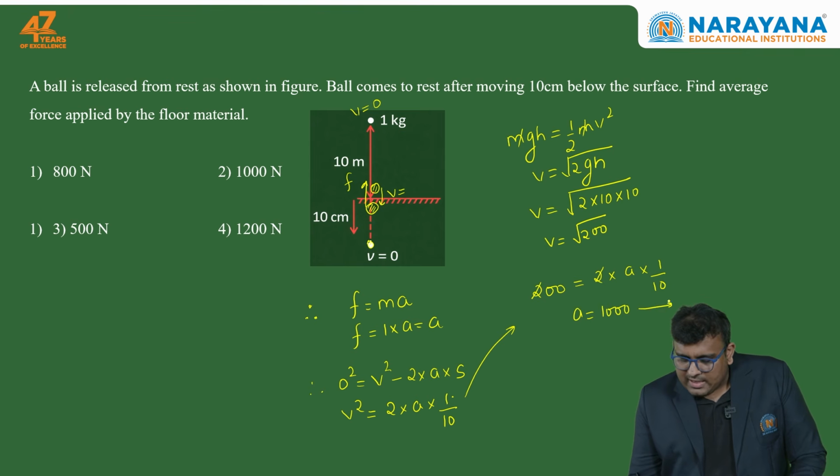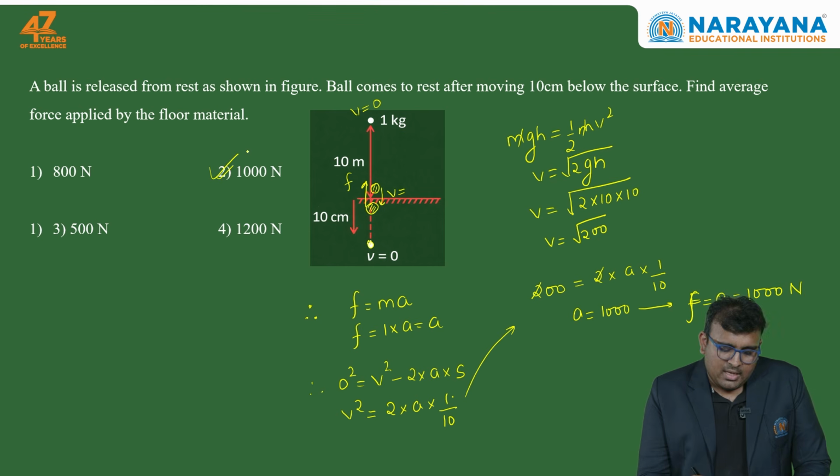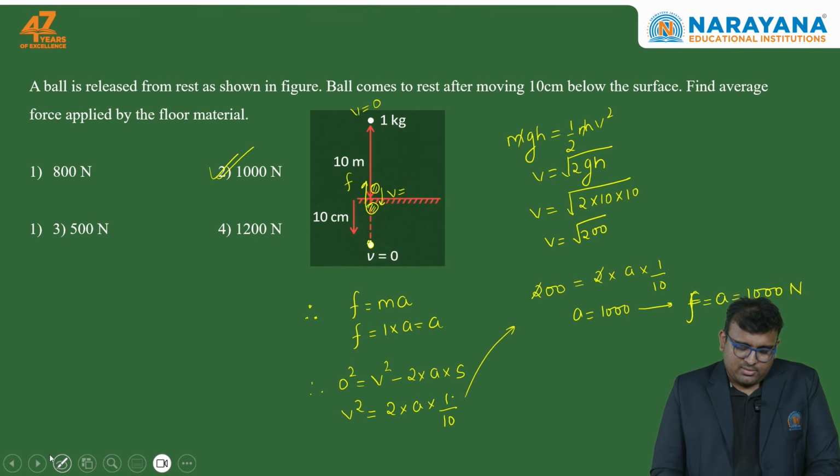If you got it correct, we got a is equal to 1000. Now we know that since f is equal to a only, that means it will be 1000 Newton itself. So the answer will be 2. Let's go on to the next question.